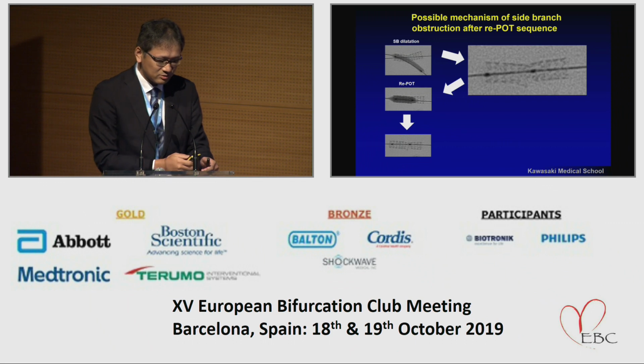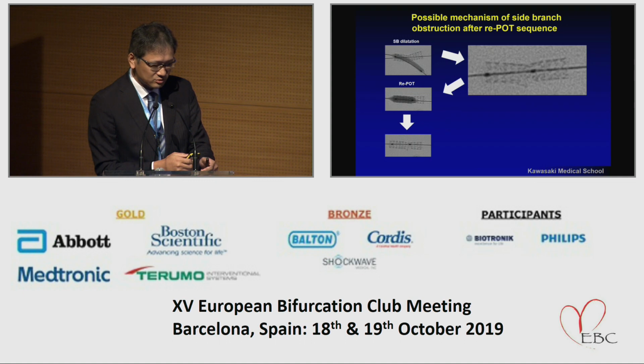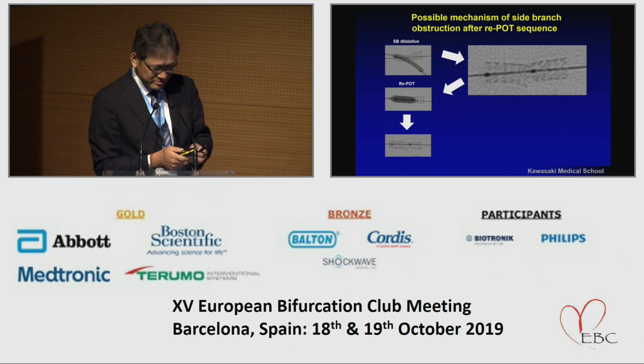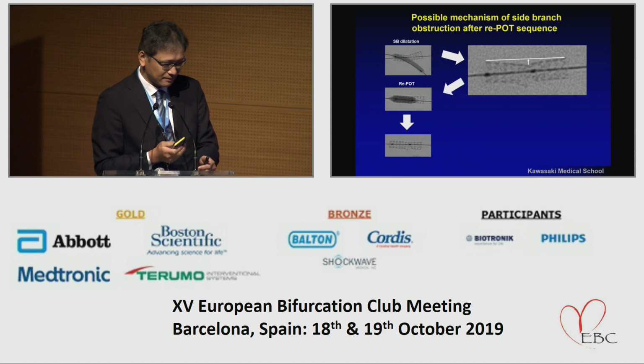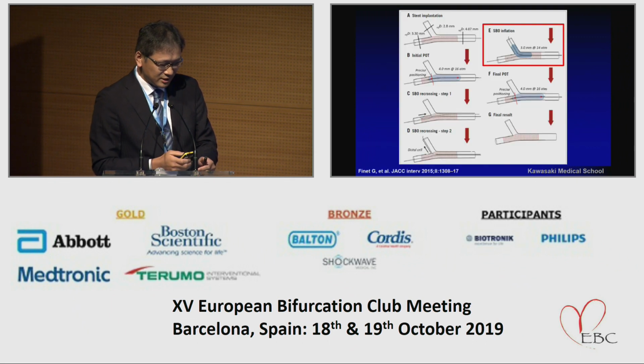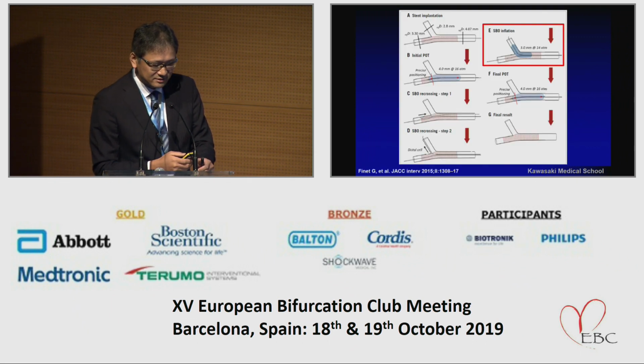The possible mechanism of this phenomenon was that the stent deformed toward the side branch after side branch dilatation. A second POT reformed it toward the main vessel back to its original shape, and thus increased side branch gapping due to the stent deployed at the side branch vessel wall being pulled towards the main vessel. Like this.